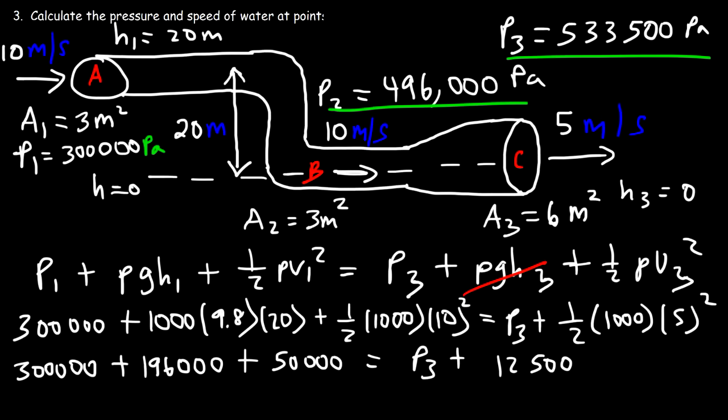So if you want to increase the pressure of a fluid, all you got to do is decrease the elevation. As the fluid falls down, the pressure increases. And the second way to increase the pressure is to increase the cross-sectional area. As you increase the cross-sectional area, the speed slows down and the pressure of the fluid increases.